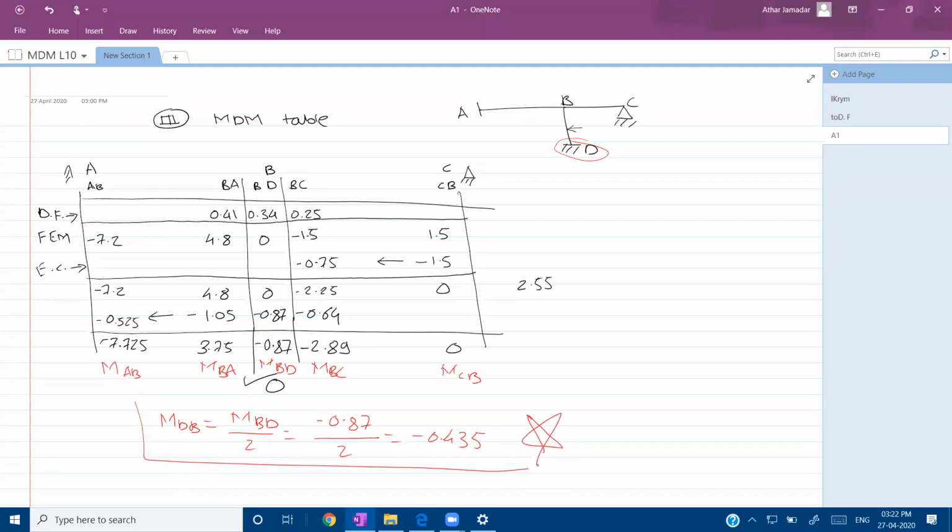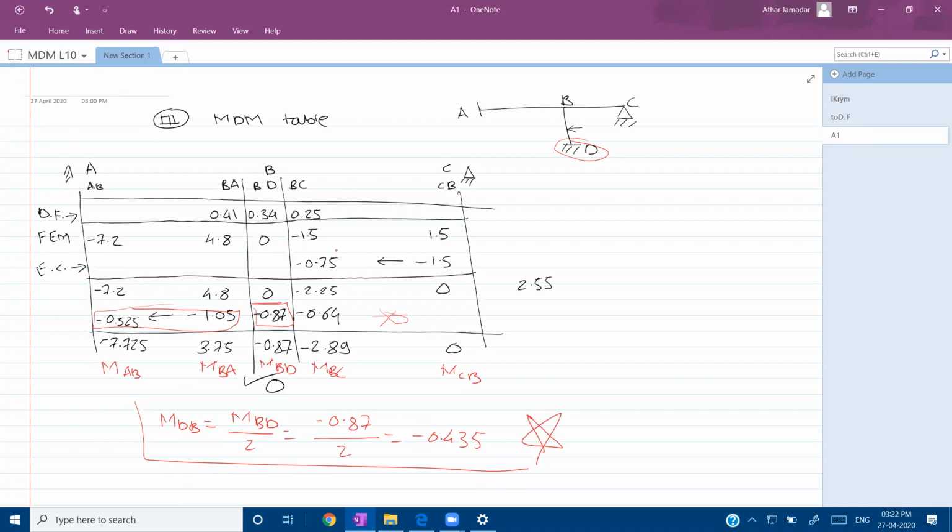Why? Because of the carryover process we are carrying out in this moment distribution table. See this carryover process: why have we carried over this minus 1.5 to support A? Because support A is fixed, and whenever a fixed support is there, it will carry half of the correction. Now, in case of BC, we have not performed any carryover because support C is simple. That's why it cannot be carried over. But in case of BD, we have never performed any carryover for this correction of 0.87. So we have to perform carryover because support D is fixed. But here we are not doing any carryover in this moment distribution table.